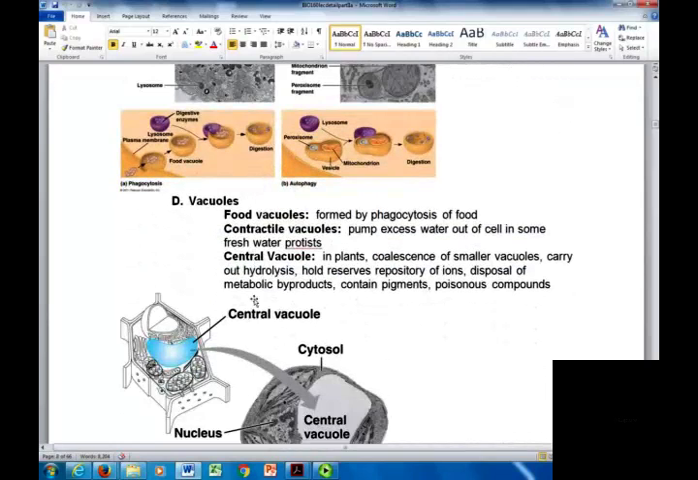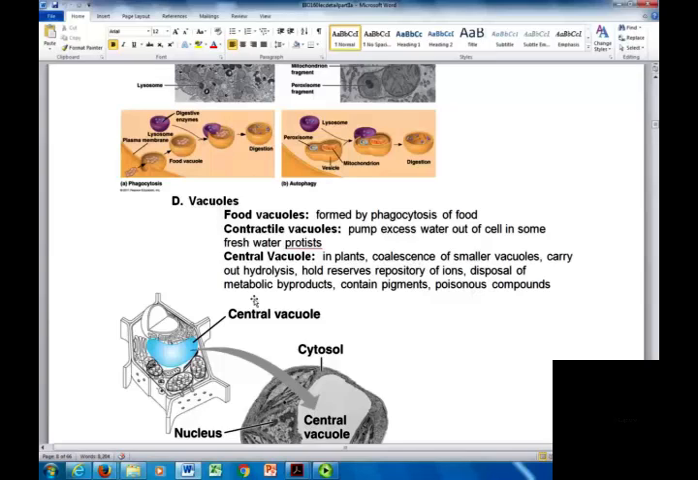So vacuoles, one type is a food vacuole. These are formed by doing phagocytosis of food. Another type is the contractile vacuole. These are going to pump excess water out of the cell. These are going to be found in some of the freshwater protists. They're constantly taking water in, so they have to have a system to constantly pump water out.